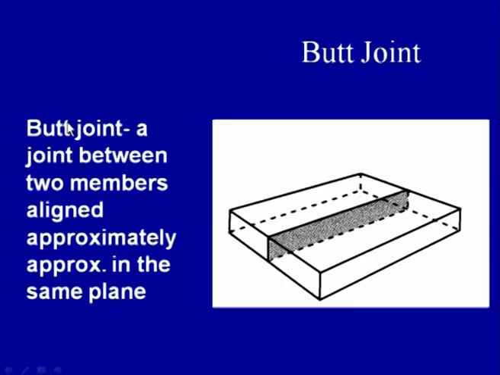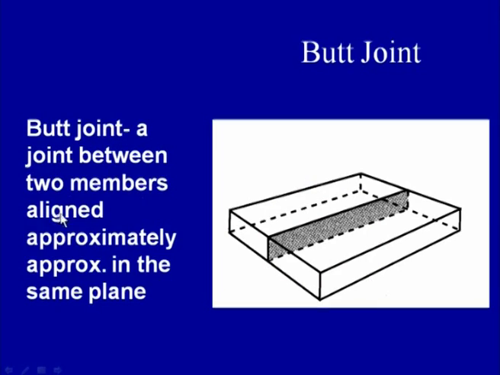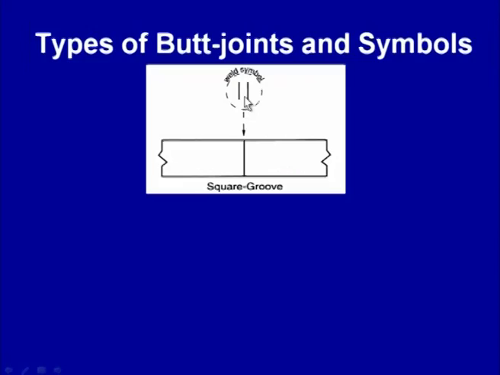Like say for a butt joint, the plates are kept largely in the same plane, and the edges are aligned together. So, a butt joint is between two members aligned approximately in the same plane. Now, the kinds of groove geometries which are used for developing the butt joint.